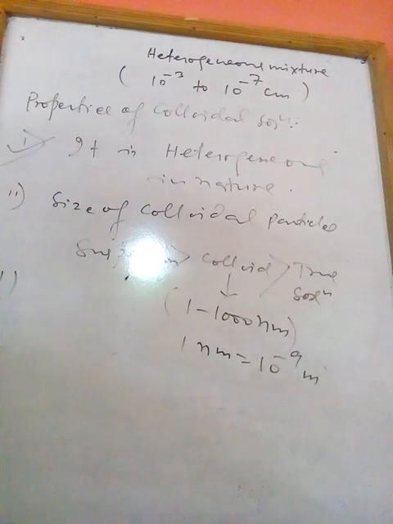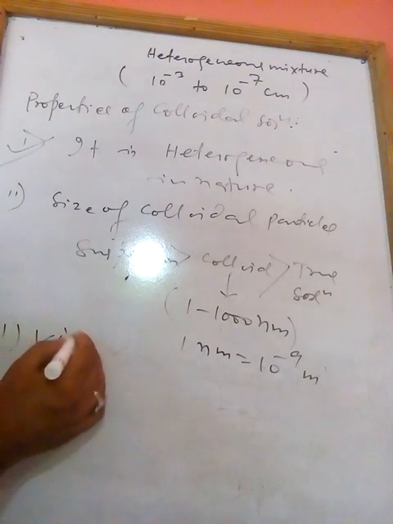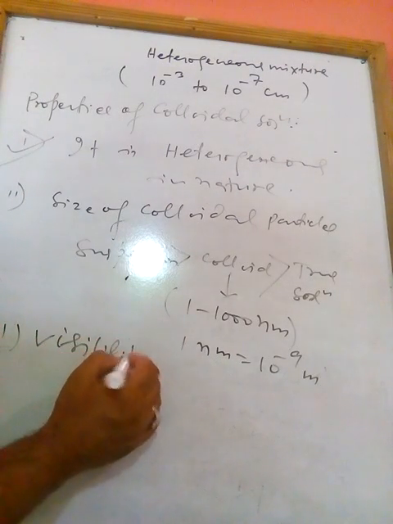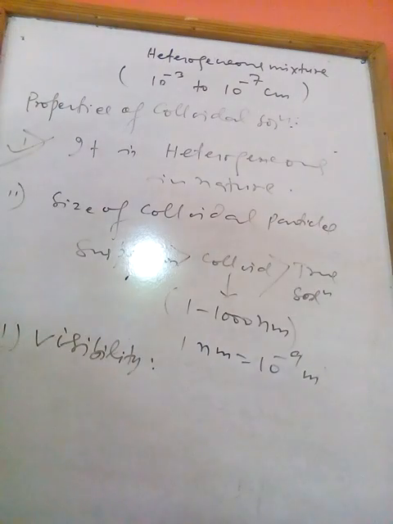Now, visibility is another property of colloid. Third one is visibility. Because of the small size of colloidal particles, we cannot see them by naked eyes. It is difficult to see the colloidal particles even with a microscope.